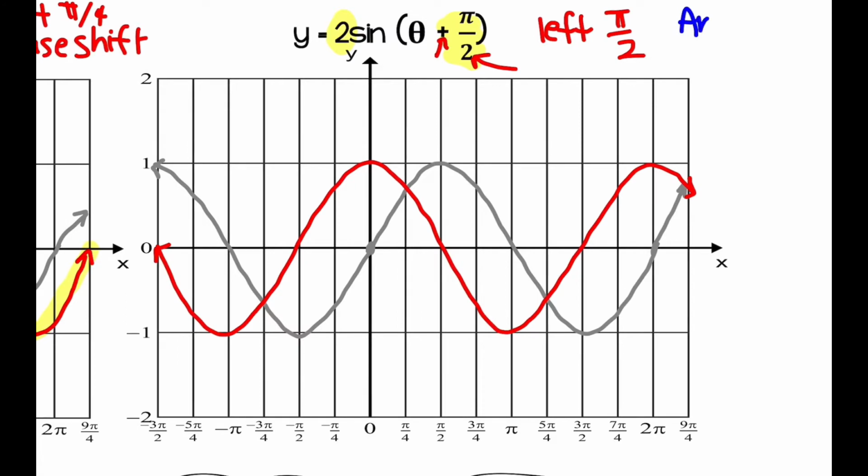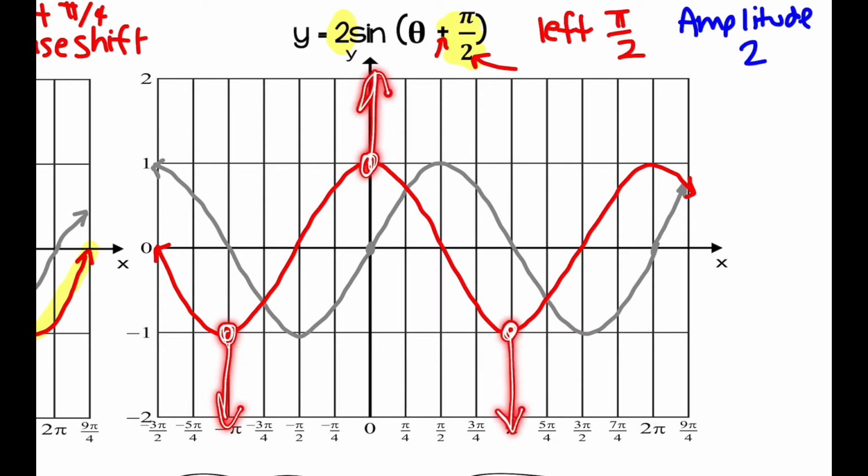Okay, now the amplitude on this one is 2. That means it's going to be twice as high and twice as low. So here again, I'm going to take my 0 right there, and 2 times 0 is still 0, okay? This right here, instead of being at -1, is going to be at -2. This point right here, instead of being at 1, is going to be at 2. This point right here is going to be at -2, +2. The zeros will still be at 0.